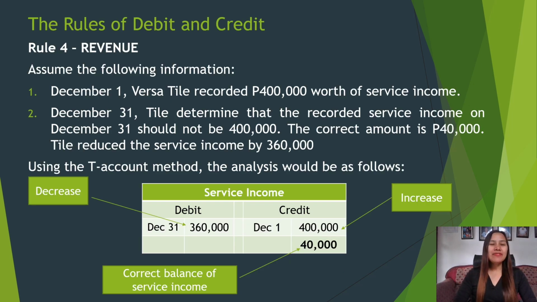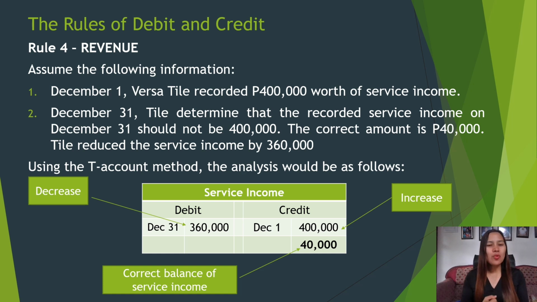Okay, let us assume the following information for us to apply the rules of debit and credit on revenue account. So on December 31, Versatile recorded 400,000 worth of service income. Of course, we knew that revenue account has normal credit balance. So obtaining service income means increasing the amount of service income. As an accountant, you have to record 400,000 worth of service income on the credit side of the service income account. So, December 31, credit 400,000.